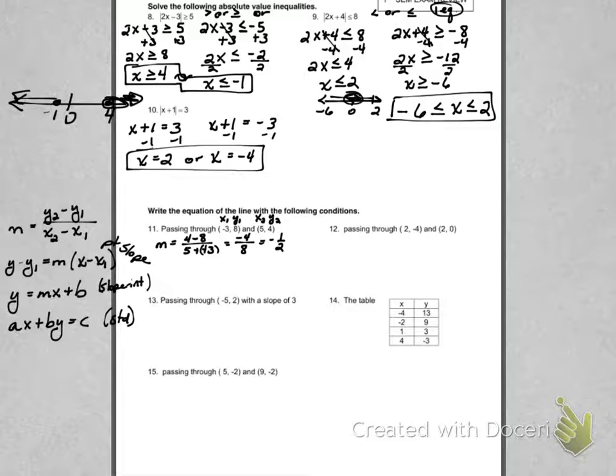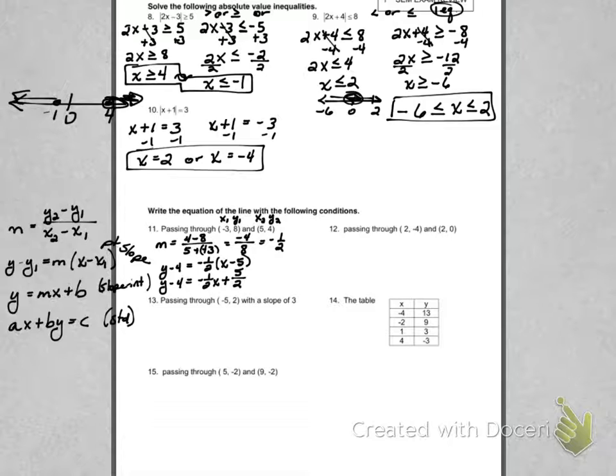Alright, now we want to pick one of these points. I picked the one where everything's positive. So I have y minus 4 is equal to negative 1/2 times x minus 5, which would then be y minus 4 is equal to negative 1/2 x plus 5/2. Now we've got a fraction.